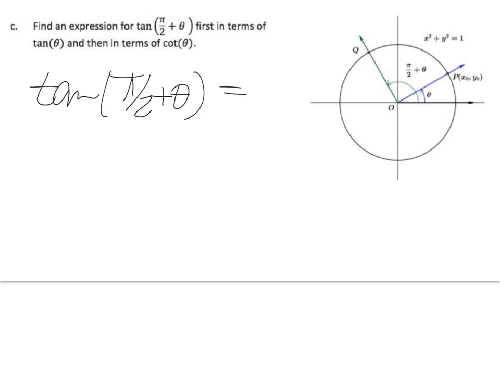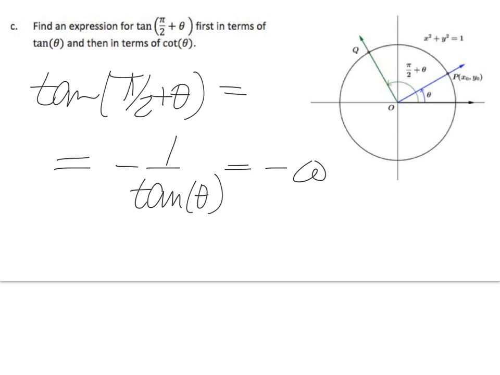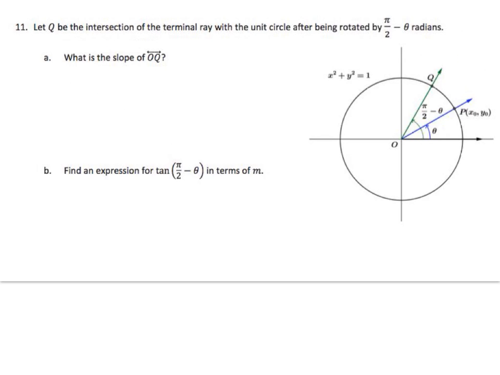So we're going to say this is equal to negative 1 over m, which is negative 1 over tan, which is equal to negative cotangent theta. Very fun. Number 11, let Q be the intersection of the terminal ray with the unit circle after being rotated pi over 2 minus theta radians. So if this is theta, that means this is also theta.